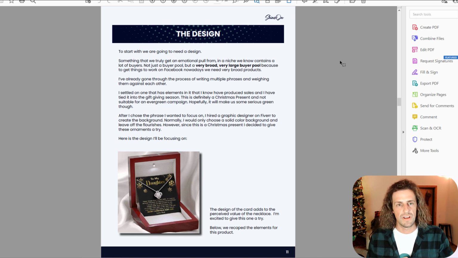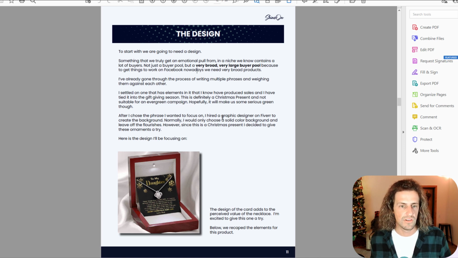We want to start by thinking, who are we wanting to target? And since a lot of the changes with Facebook this year, a very broad, very large buyer pool is important. So going for those broad audiences with products like this. Now, when we created this design, we already went through the phrase process, having multiple phrases, weighing them against each other.